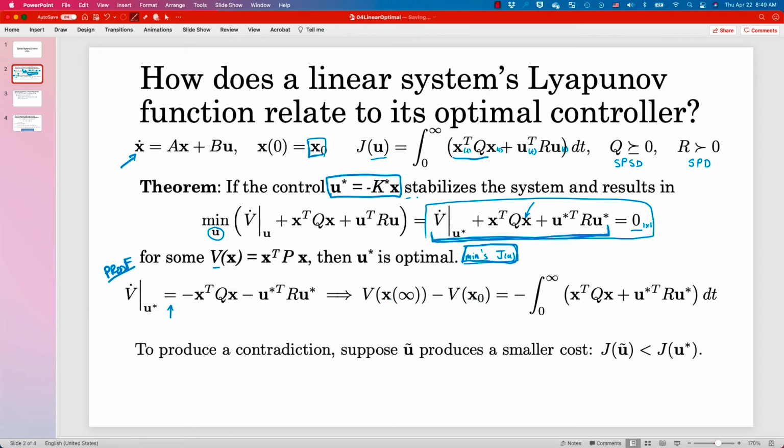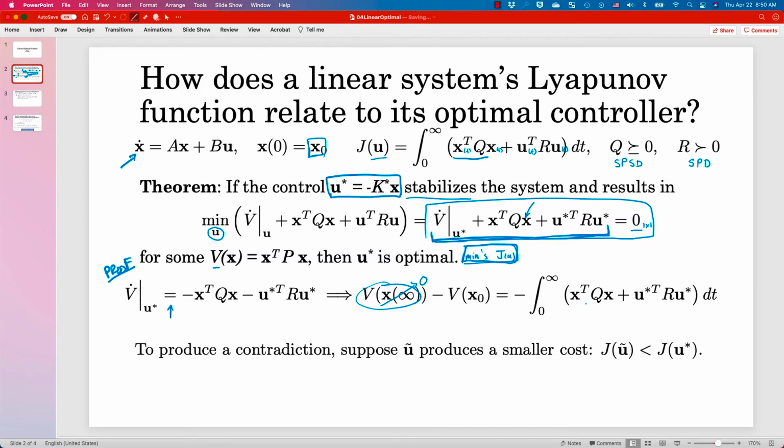But if we also know that the control stabilizes the system, then the final state will be 0. And we know that if v has the form x transpose px, then v of 0 will be 0. So that means that this whole thing is 0. We don't quite know what v of x naught is, so we have to leave that alone. And the right-hand side of this integral is simply the integral of x transpose qx plus u transpose ru.